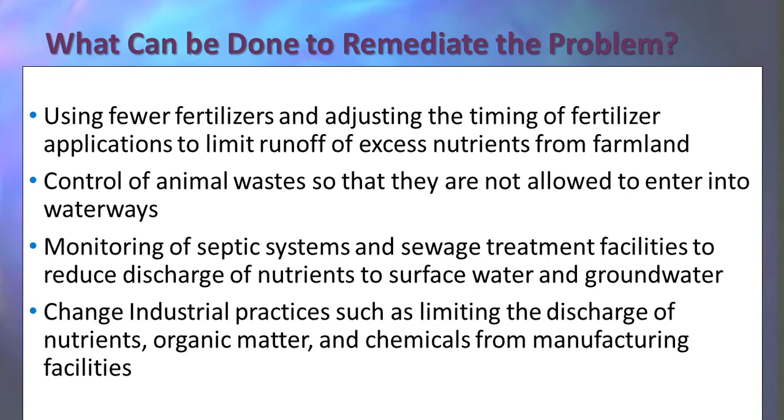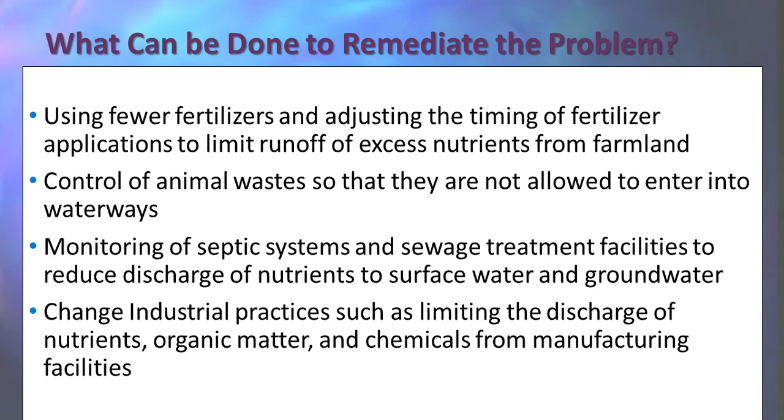Well, like I mentioned before, using fewer fertilizers, adjust the timing, okay, that would limit the runoff because of rainy season or the wet season, that kind of thing. Animal wastes, try to keep them away from large waterways so that it doesn't wash into the water sources. Monitoring septic systems, making sure they're running efficiently. We have new ones that do some composting, this kind of thing. We want to reduce that discharge into the groundwater.